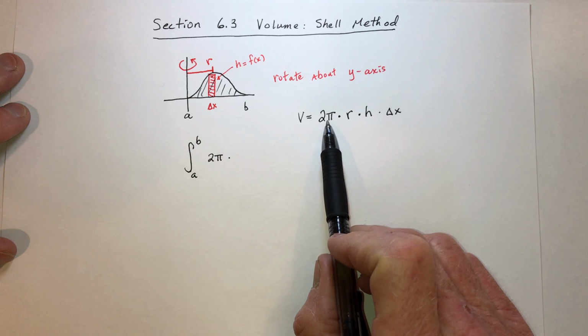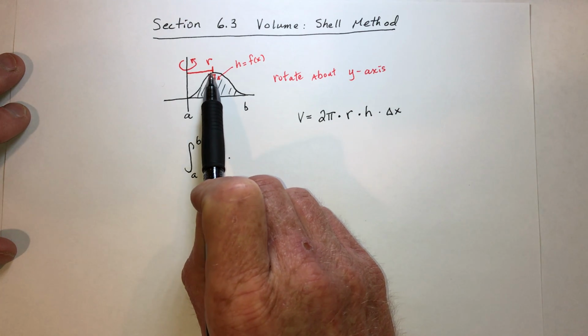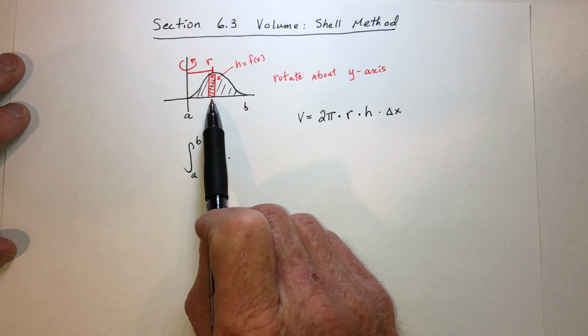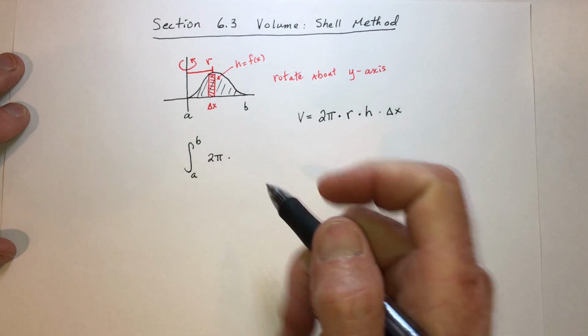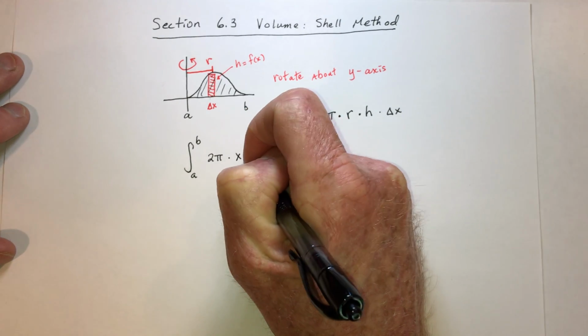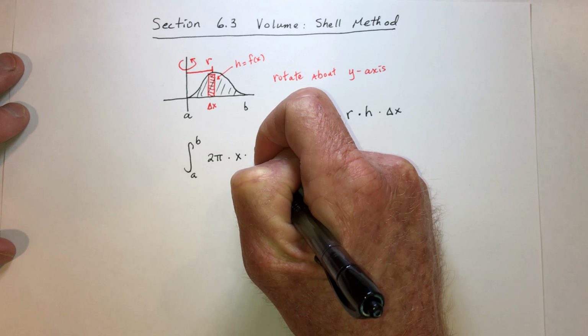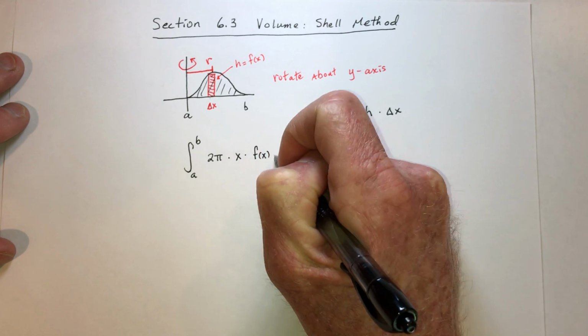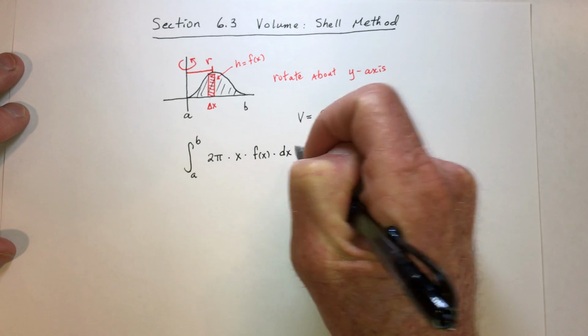So the general formula is 2 pi times the radius. The way that this picture is set up, this radius right here, well, that would be whatever x equals. Going from here over to here, that would be what x equals. And then the height, that would be the function. And then when you do the integral, the delta x becomes dx.